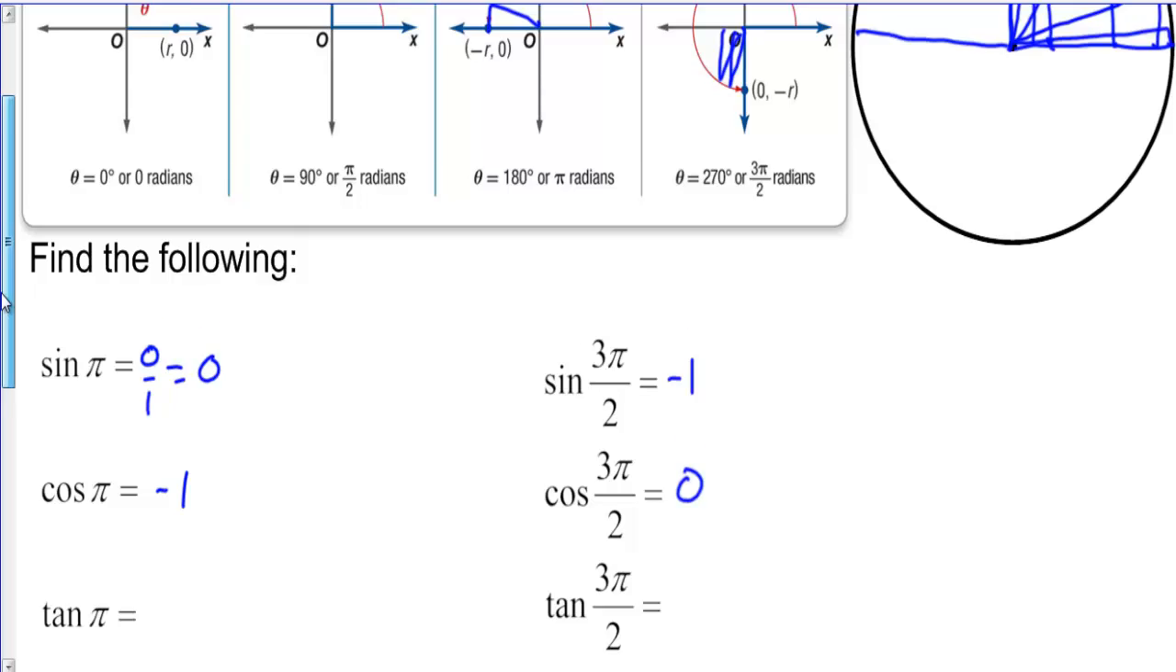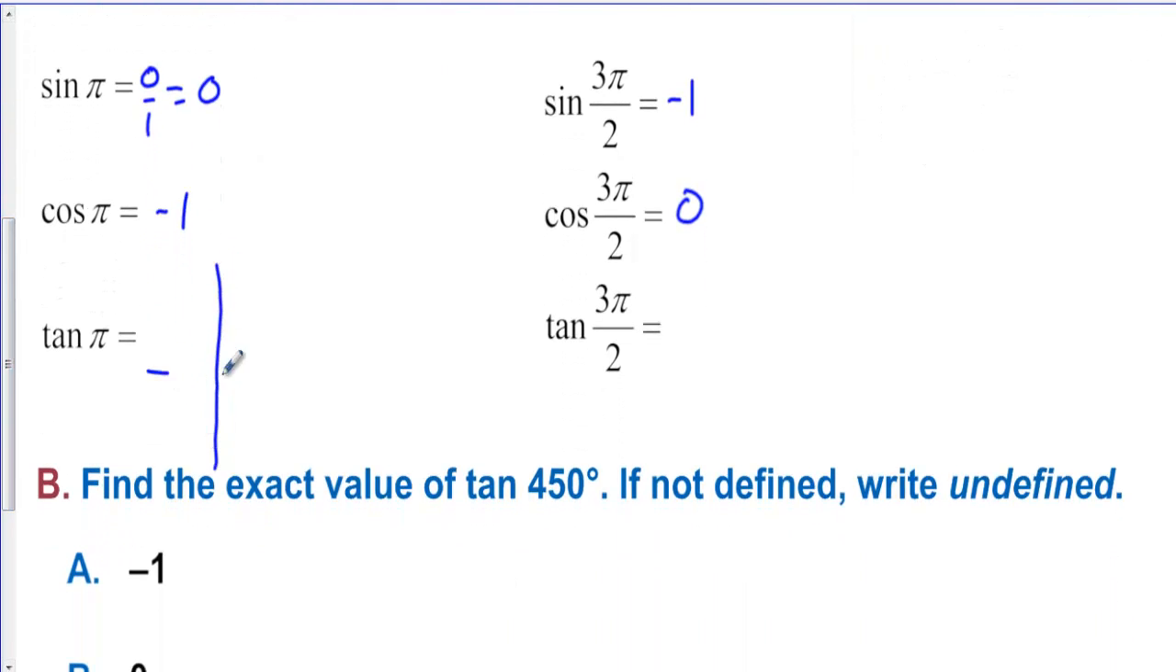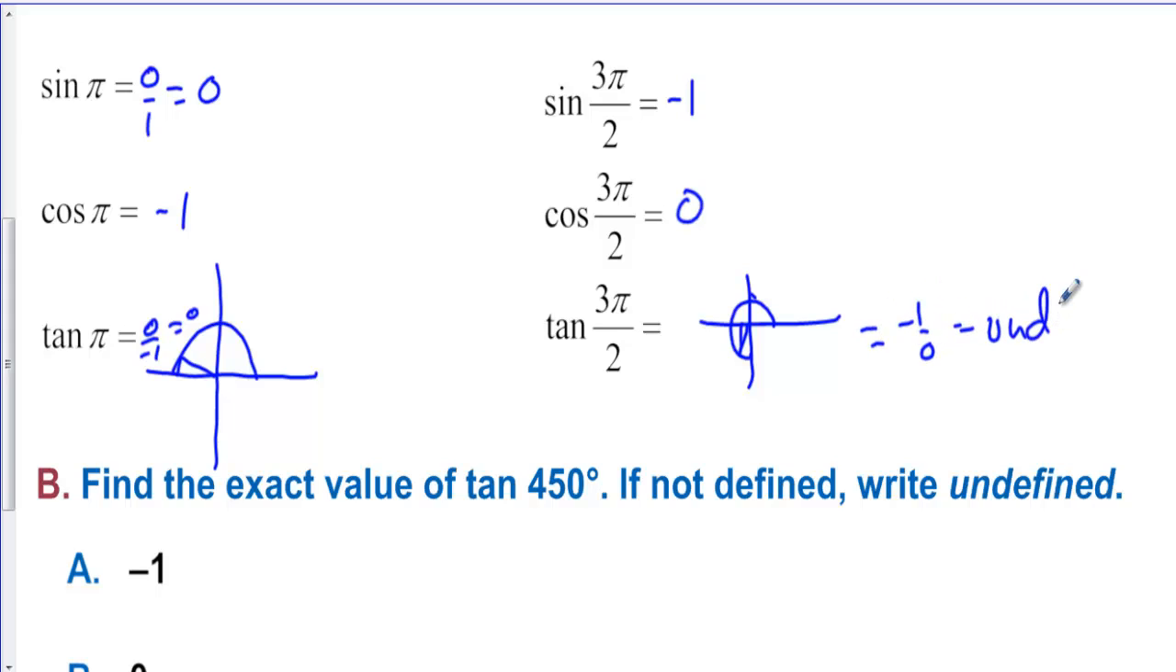The tangent of pi. Well, pi radians is over here, and let's take a peek at almost 180, or almost pi. Tangent of pi is opposite over adjacent, which would be 0 over negative 1. So 0 over negative 1, that's going to be 0. The tangent of 3 pi over 2. So there's 3 pi over 2. Here's one of the triangles. And tangent is opposite over adjacent, which would be negative 1 over 0. So that's negative 1 over 0, which is undefined.